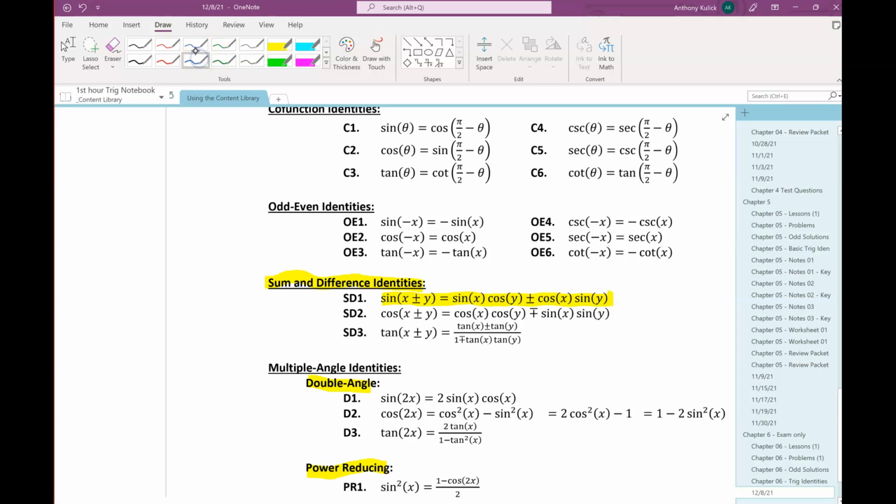Now notice that the way we've written all these sum and difference identities has plus and minuses in here. This is really 2 identities written in one line. So we want a difference. We need the sine of x minus y, so we're going to use the bottom of the plus or minus. Does that make sense? If we had been doing addition, we would use the top of the plus or minus.